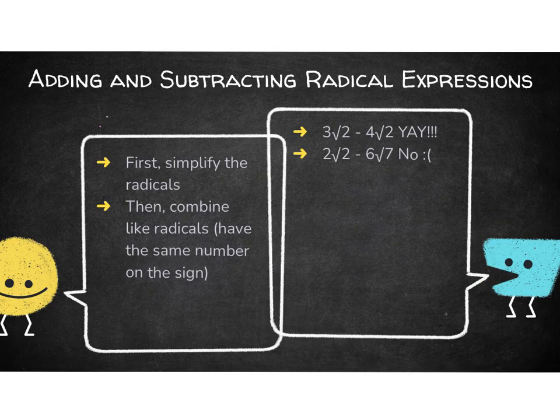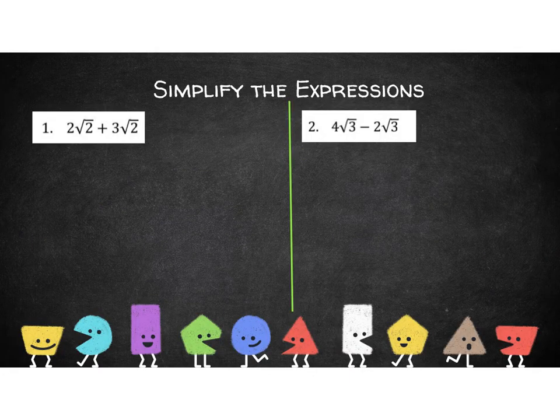So, what we need to do is first simplify our radical expressions so that they have the same radical. You'll see up here, both of these have square root of 2's, so they can be subtracted from each other. But on the second example, this expression has square root of 2 and this has square root of 7. They cannot be subtracted from each other. Let's look at some examples.